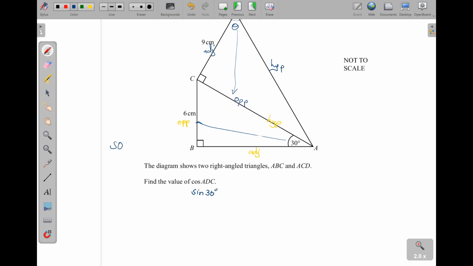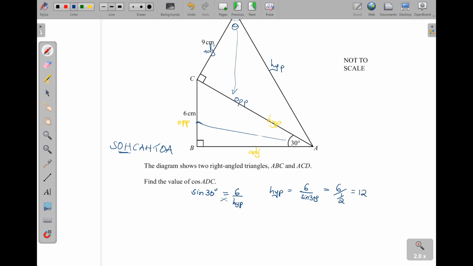Remember, we are using SOHCAHTOA. So sine is opposite over hypotenuse. So the opposite is 6. The hypotenuse is the one that I'm looking for. So we cross multiply here. Our hypotenuse will be equal to 6 over the sine of 30. Sine of 30 is a half. So you have 6 over a half, which is equal to 12.